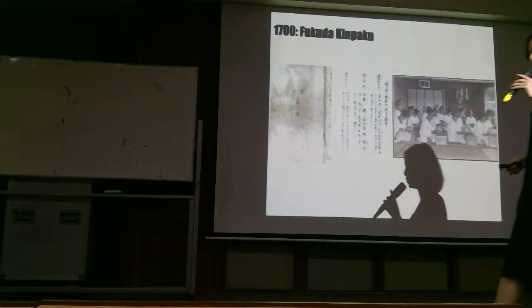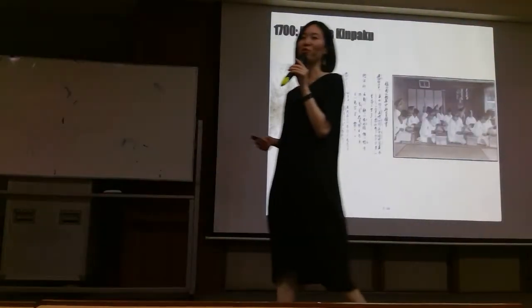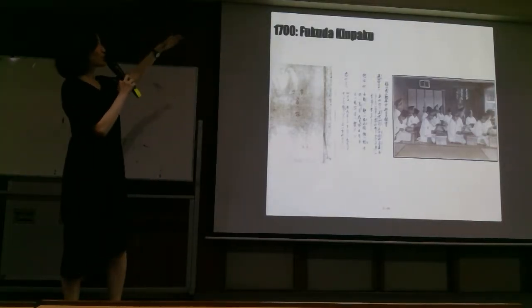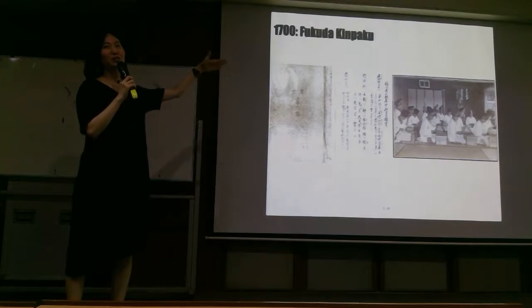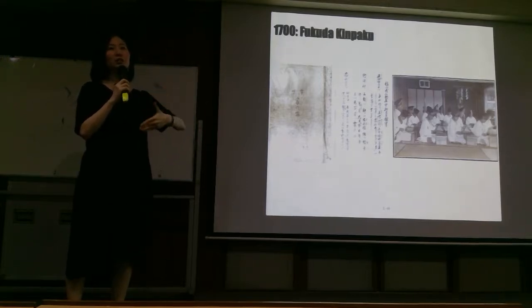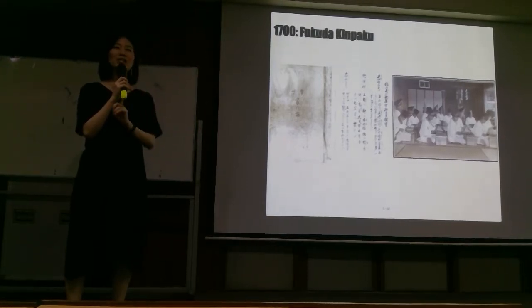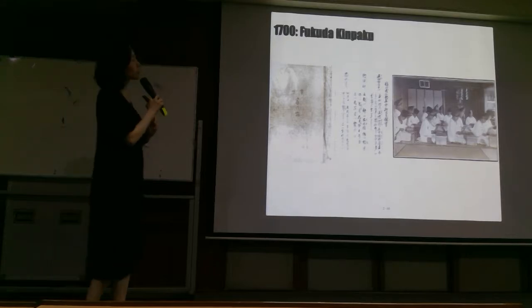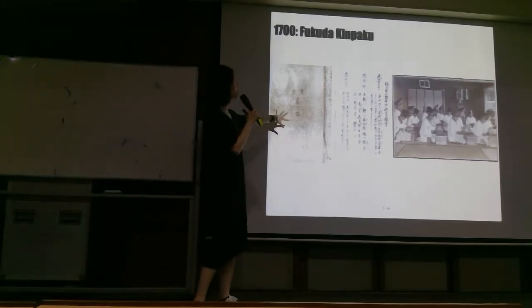Let's see another example, which I know that Tsuyoshi would not know this company as well. This company is called Fukuda Kinpaku. I'm telling you a lot of cases because I want you to see the pattern of how the long-living company can last for more than 100 years. So, what is Fukuda Kinpaku?